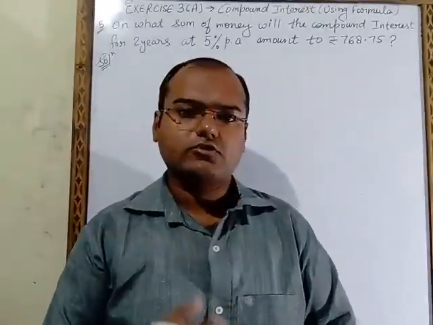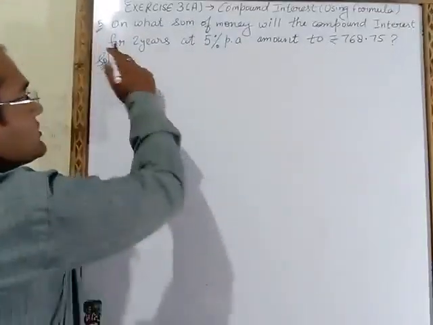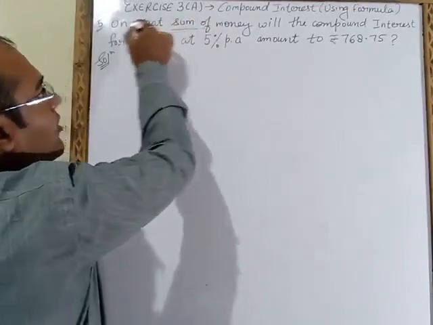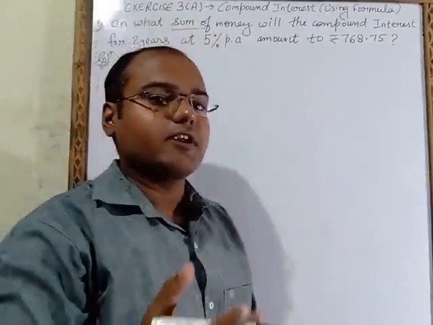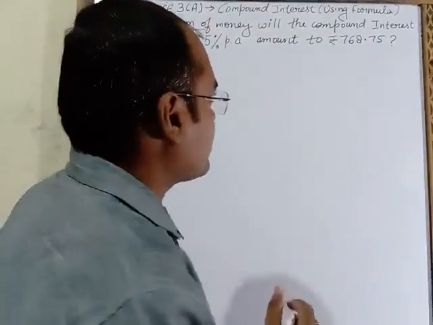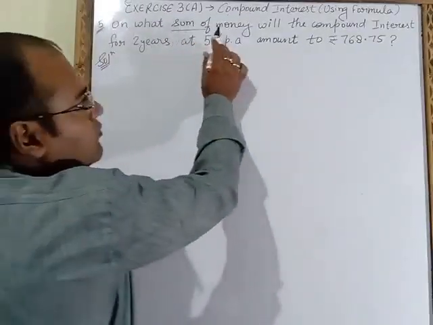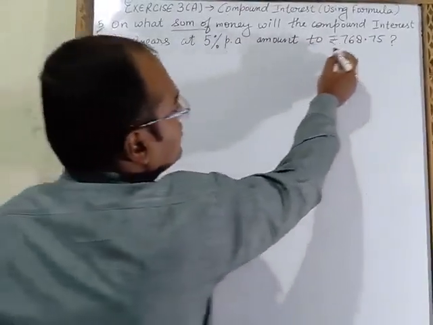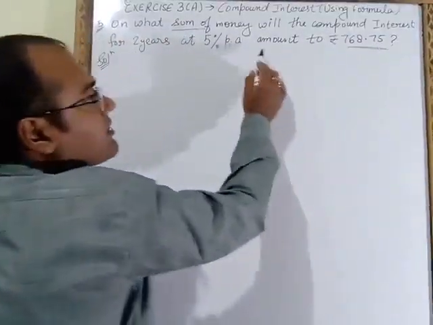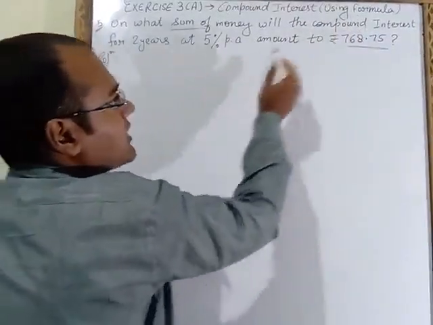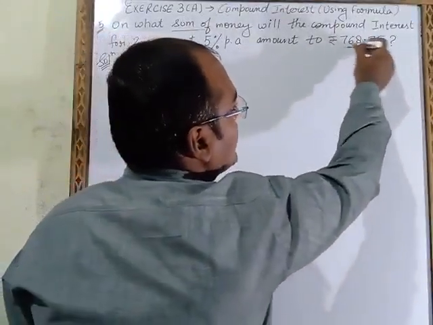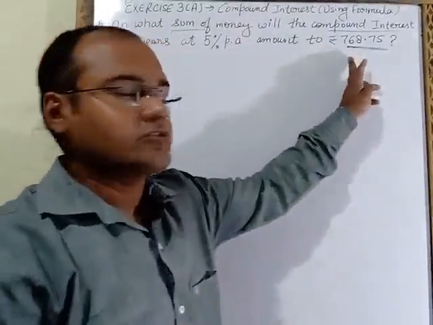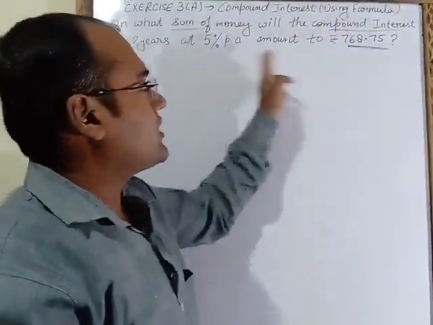Now see the next question, question number 5. The fifth question is: on what sum of money. What he is asking in the question is that we have to calculate the sum. Sum means principal, so we have to calculate the principal. Compound interest for 2 years at 5% amounts to this much. So this is the value of compound interest. This is not an amount. Don't get confused. He said compound interest for 2 years is this much.